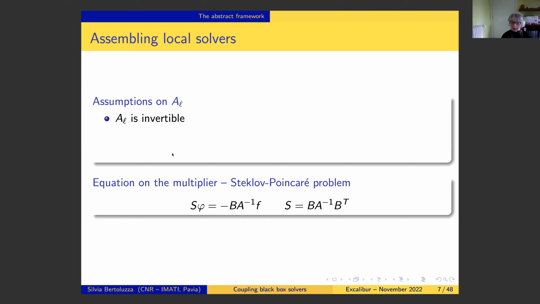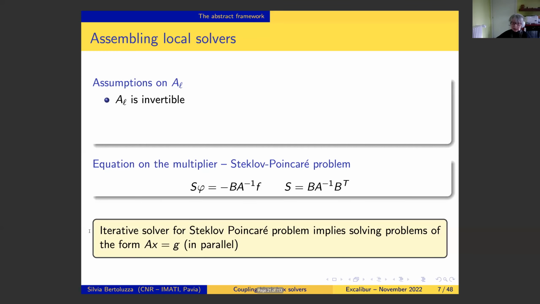Then you can do a Schur complement kind of argument and write down an equation for the multiplier that I will call the Steklov-Poincaré operator, because in domain decomposition, if the multiplier is the trace of your function on a skeleton, then you have a Steklov-Poincaré operator. So you will have a problem of this form: S phi equals minus BA to the minus 1 F, where S is BA to the minus 1 B transpose. These are already at the continuous level, okay?